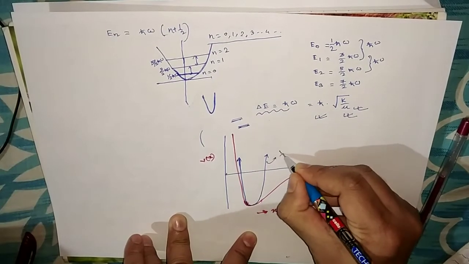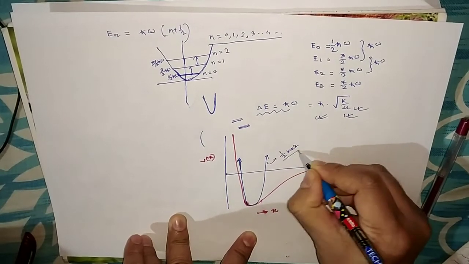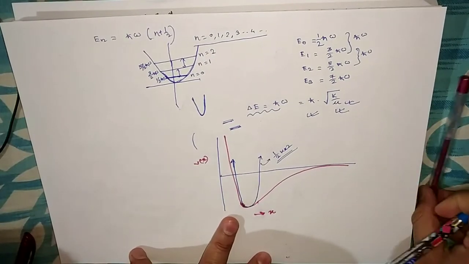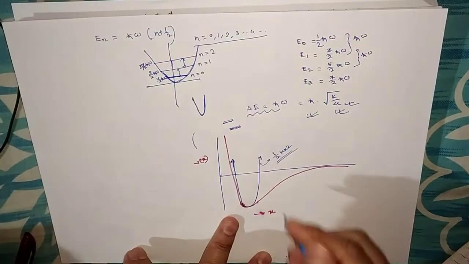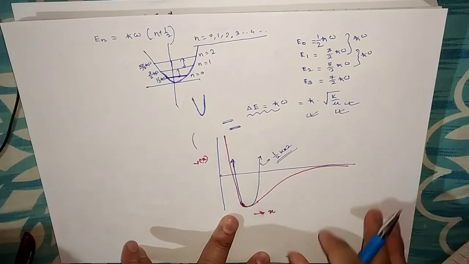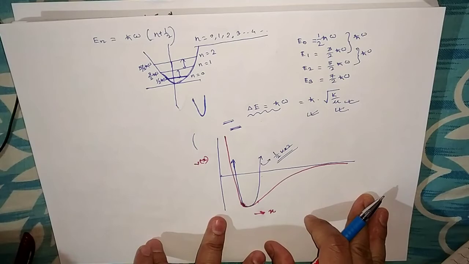So the expression is basically half k x square. This is the potential energy function that we have used to calculate all these energy levels. So this is our model system, and this is the potential energy function. This is the actual system.